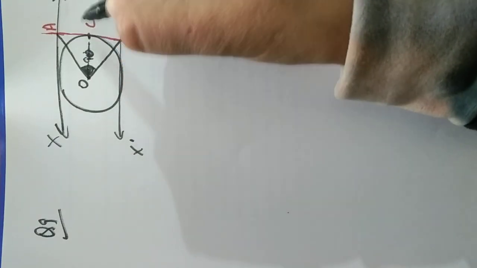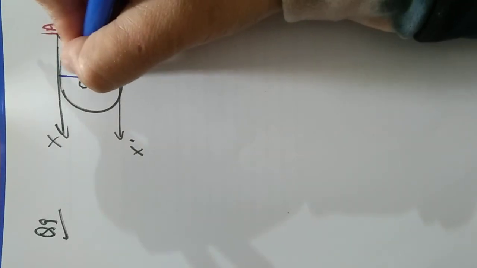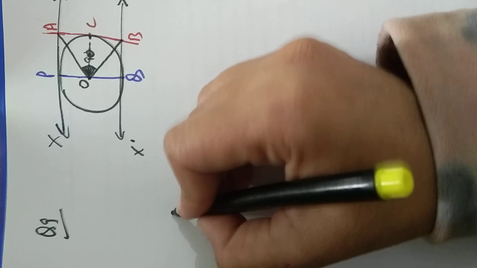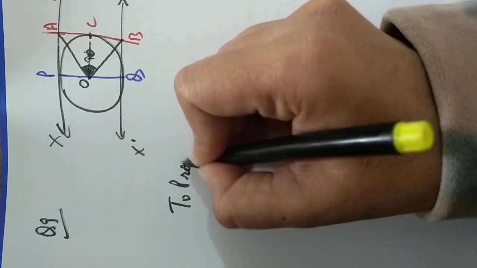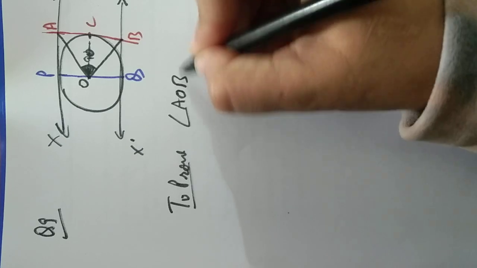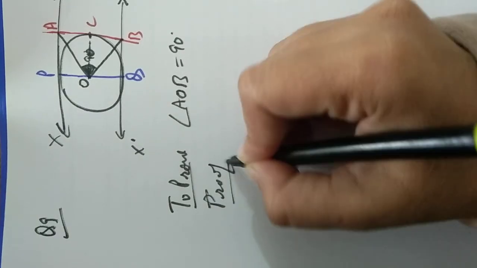Let us join OC. Now one length more is given to us, this one, P and Q. So we have to prove that angle AOB is equal to 90 degrees. So let us start with the proof.